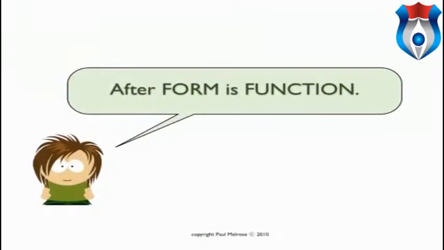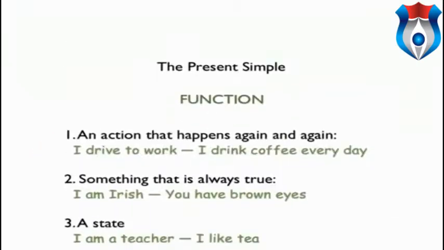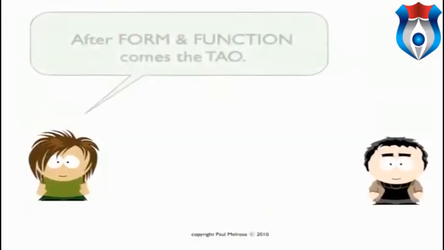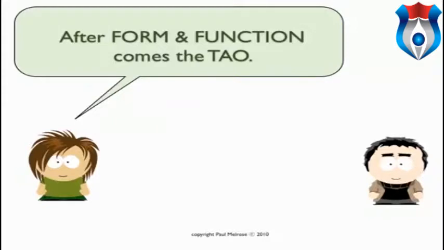After form we have function. And function tells us why we use these particular functions, what they do, what they allow us to talk about. So if an action happens again and again, like I drive to work, I drink coffee every day, we use the present simple. If something is always true, I am Irish, or you have brown eyes. Or a state, I am a teacher, I like tea. And with all these we use the present simple. So that's the function of the present simple. After a formal function comes what I call the Tao.